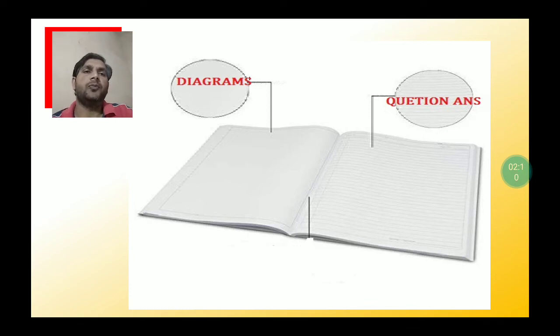Any diagrams that I will tell you will be drawn on the left side here on the blank page, any kind of diagram in the computer, and on the right side you have to write the question answers, whether these are very short questions, short questions or long questions. So now you can understand how to draw the diagrams.